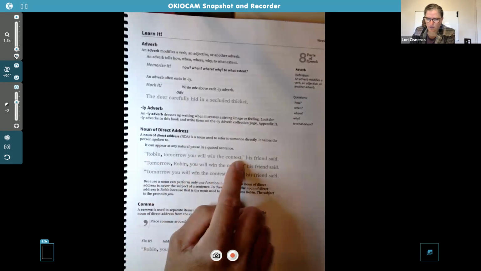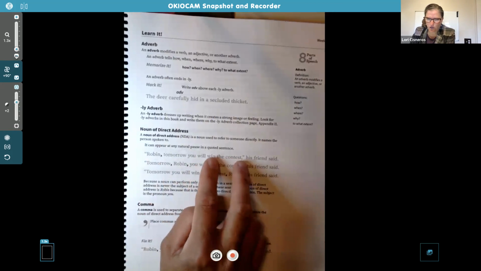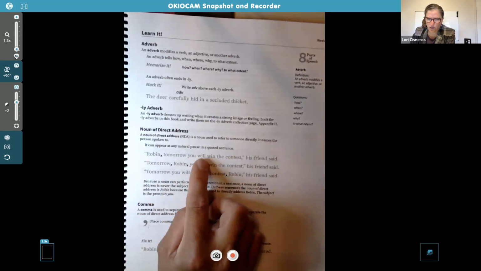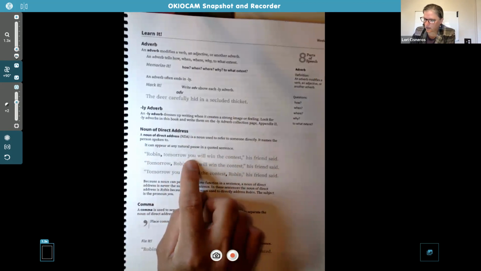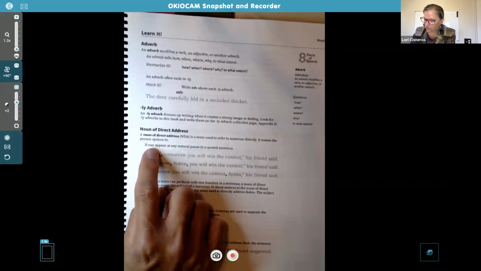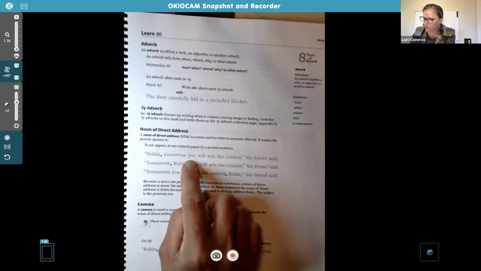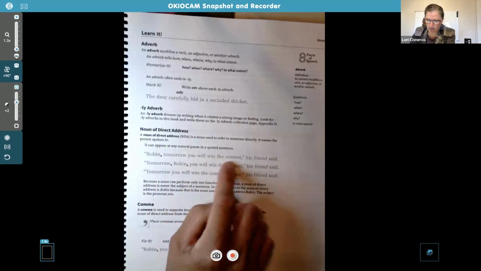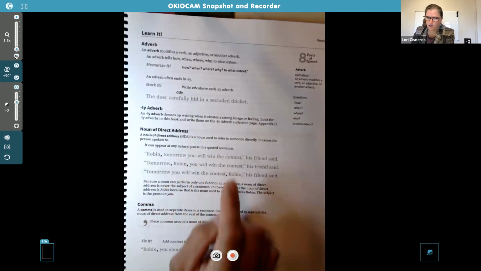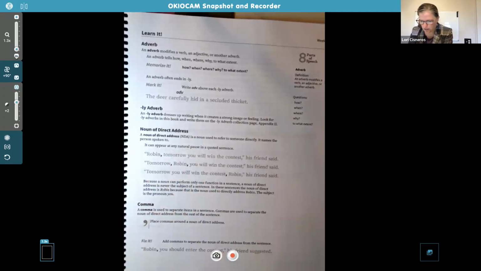Because remember, the subject and the verb go together, they pair up. So you will win tells me that you is the subject, but the noun is Robin. So you would write an N for Robin, but then you would write S above you, and then the verb that connects with the you. So Robin, tomorrow you will win the contest. So it's just addressing that person. It's just basically calling them out.